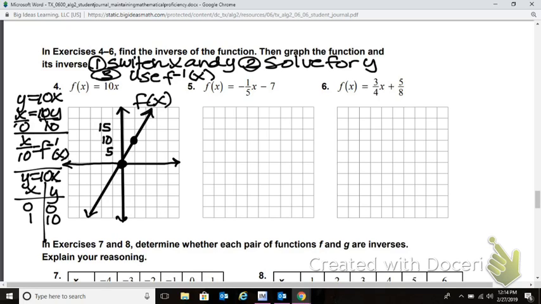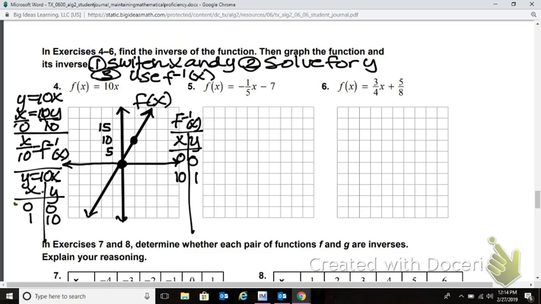Now to get the inverse, all you do is switch your x and y coordinates. So our first set of points right here was 0, 0. So that's going to stay the same and be 0, 0. And then instead of 1, 10, we're going to switch those and make it 10, 1. So we've got 0, 0, and 10, 1. Oh, shoot, that's not going to work, is it?